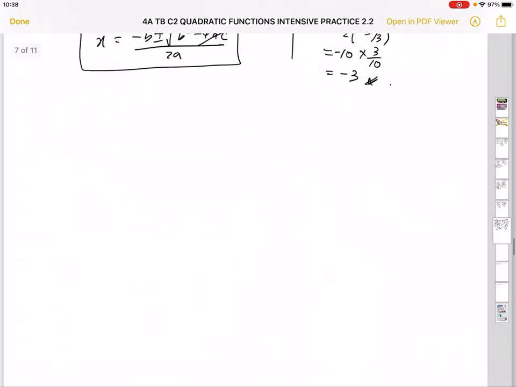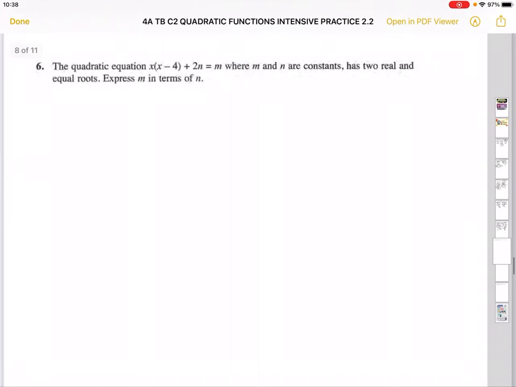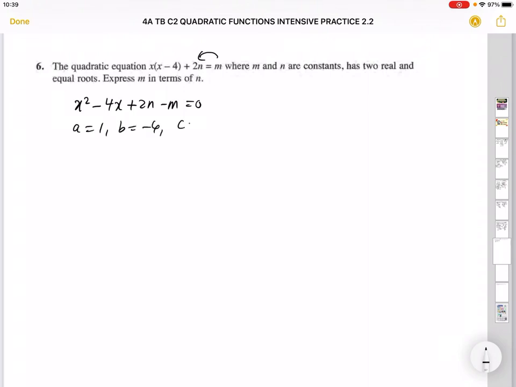All right, moving on to number 6. We're supposed to express m in terms of n. Again, we have to start by expanding this expression. So I'm going to bring n over, m over, and push the n in front. So your a is 1, b is negative 4, c is 2n minus m. When you do b squared minus 4ac, they say it has two real and equal roots, so we let it be 0. b is negative 4, I square it, a is 1, c is 2n minus m. The result is equal to 0.